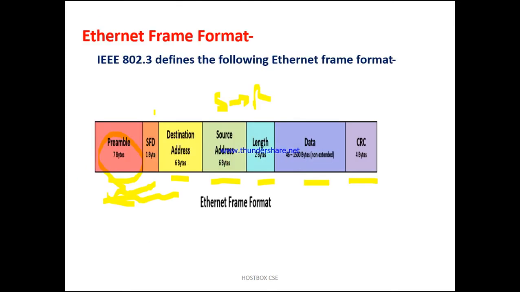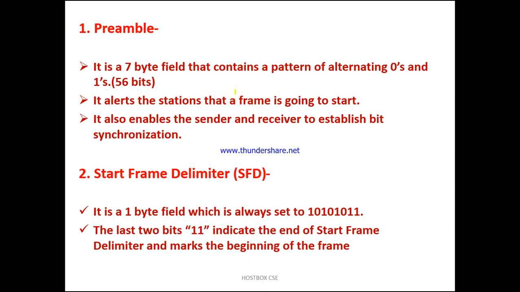In the preamble, the field consists of 7 bytes, by default 56 alternating zeros and ones. Remember, zeros and ones alternating, 010101 or 1010 like that. It alerts the station that a frame is going to start, and it also enables the sender and receiver to establish bit synchronization. Next is SFD, a 1-byte field which is always set to 10101011. The last 2 bits, 11, indicate the end of the start frame delimiter and mark the beginning of the frame.